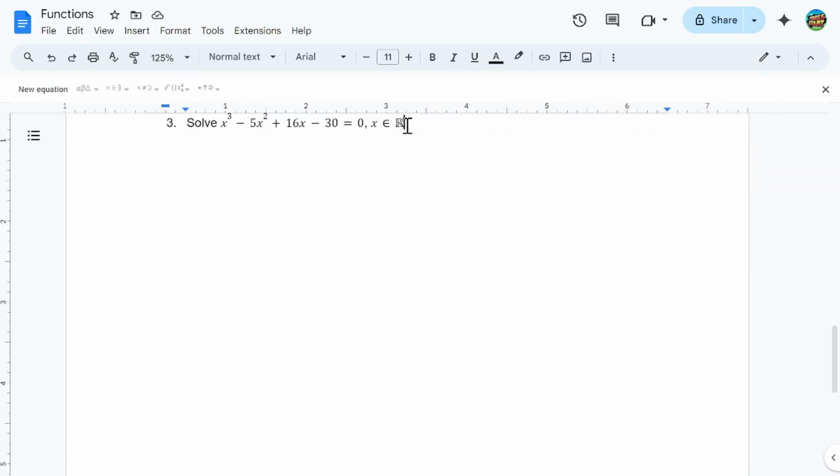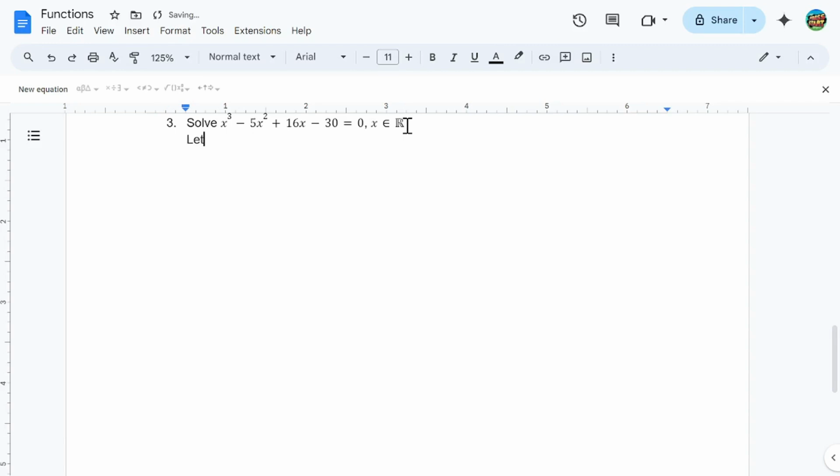Finally, let's dive in now to question 3, our last and final question. We need to solve x cubed minus 5x squared plus 16x minus 30 equals 0, and x must be a real number. A real number means that it is defined and it is not an imaginary number. So why do you think this question is under functions? This is because we need to use a function to solve this question.